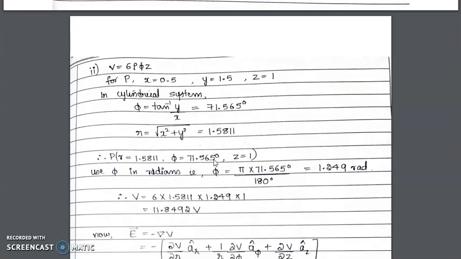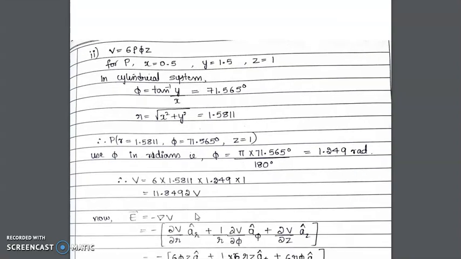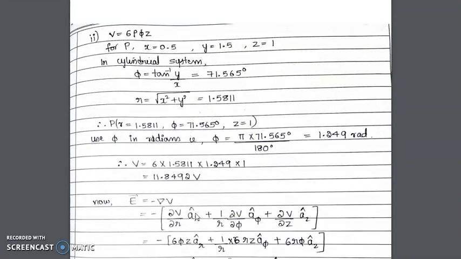Now, keep phi in radian, so that our calculation will be in SI units. So I have to convert this into radian. To convert that phi into radian, I will multiply by pi by 180. So I will get 1.249 radians. Now substituting this in the above equation, with rho equal to 1.581, phi as 1.249 radians and Z as 1, you will get potential at point P as 11.8492 volts.